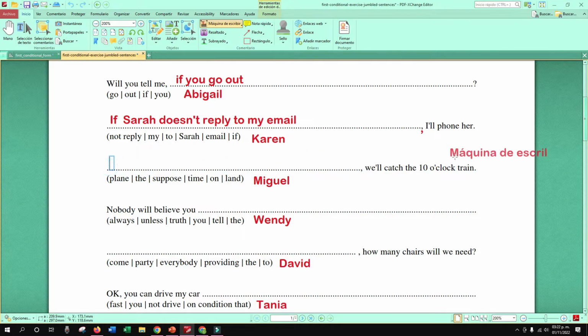What about this one, Mr. Miguel? First, you have to write down the if clause. Yes. If on time, simple, plan, the planning. Okay.